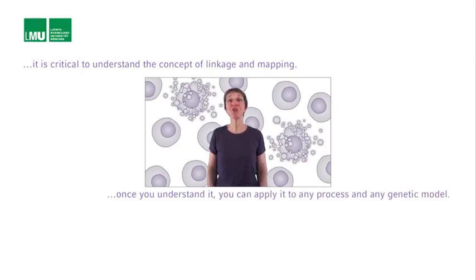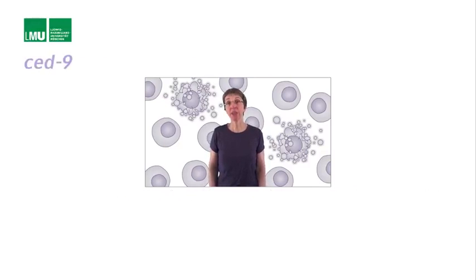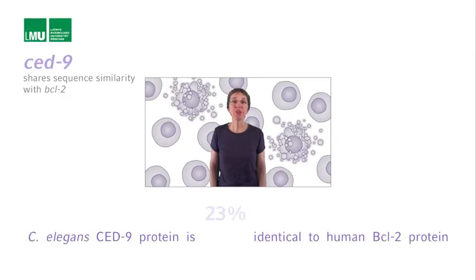Finally, coming back to the SED9 gene. Michael Hengartner cloned the SED9 gene and found, maybe not too surprising anymore, that it shares sequence similarity with BCL2. The amino acid sequence of the SED9 protein is 23% identical to that of the human BCL2 protein. SED9 and BCL2 are homologous proteins. This was the first evidence that the pathway involved in apoptosis is conserved at the molecular level from worms to human.